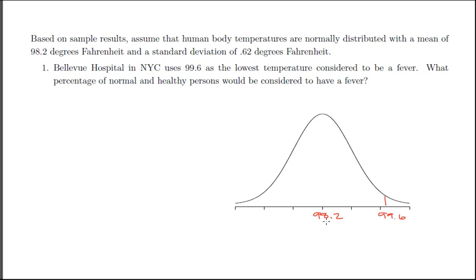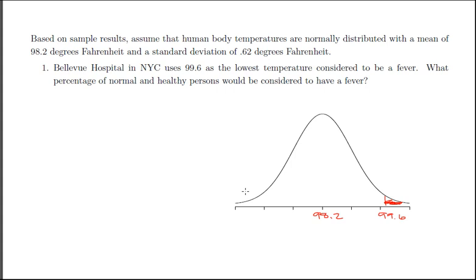Okay, so I want to plot my mean, which is 98.2, on my density curve, and then the value that I'm interested in, which is 99.6. And then we're interested in the area above 99.6, because that would be the people that would be considered to have a fever. So I could go ahead and shade in that area. That's the area that I'm interested in finding.